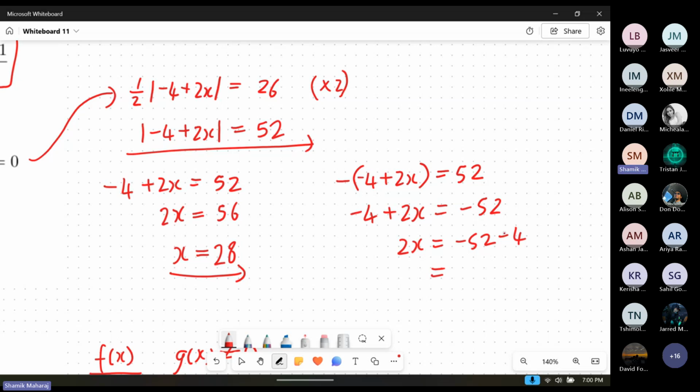-4 on that side becomes now +4 on this side, and I'm going to put this in my calculator because things are not going well. So this is 56. Is that right? No, so it's -48. My calculator. Oh, thank you.